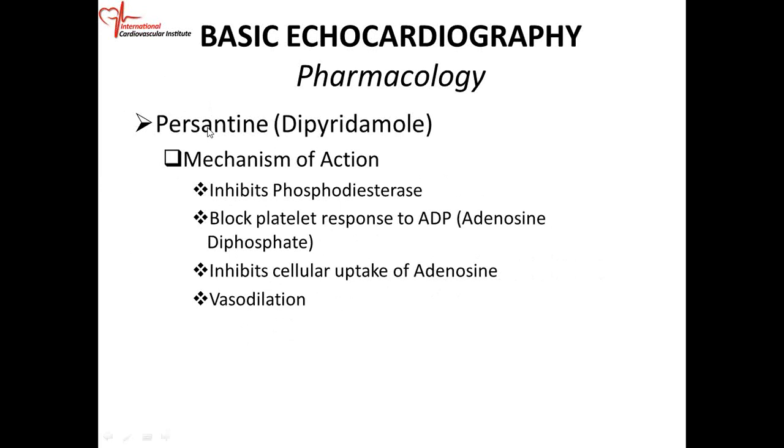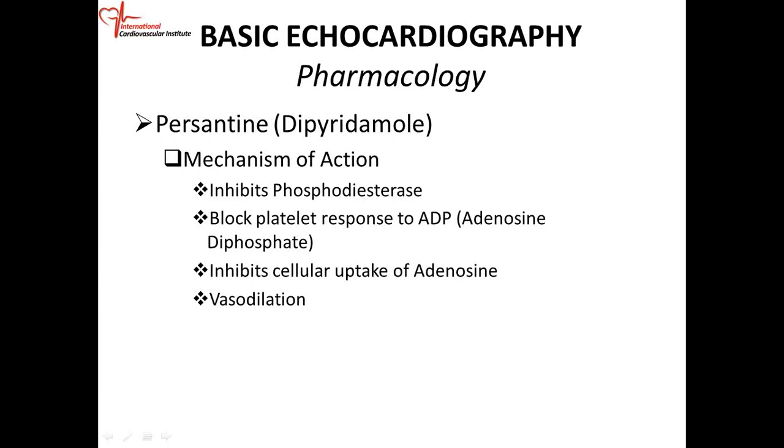What about persantin? Again, we use persantin. The importance of persantin to us is stress test again. We use persantin in doing stress tests. So it's a chemical agent. If the patient cannot exercise for some other reason, and you can't use dobutamine or you don't have dobutamine, you can use persantin. So the mechanism of action of your persantin, it inhibits what we call phosphodiesterase.